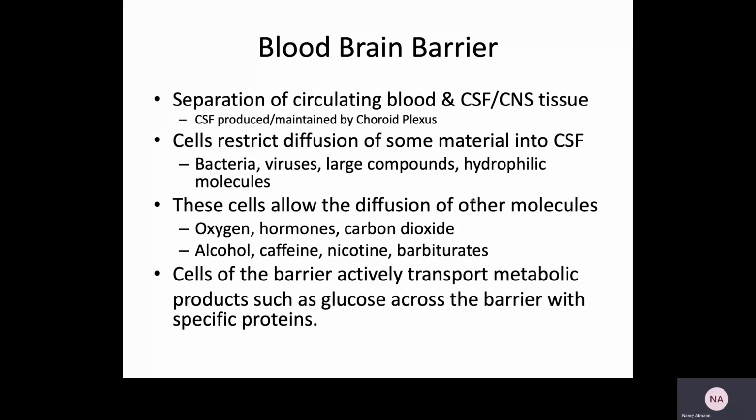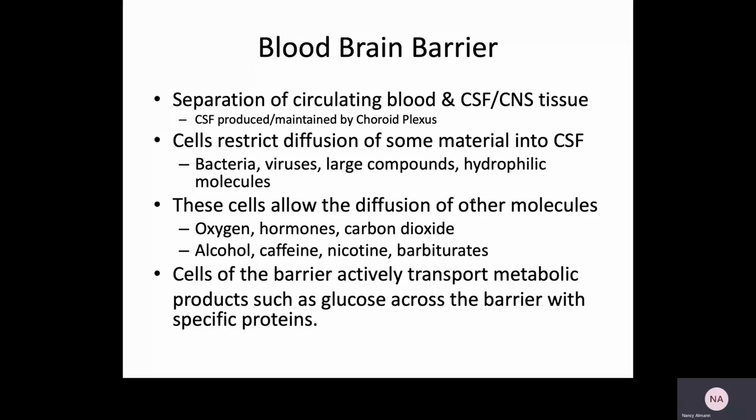There will be specific areas within the brain where the cells of the blood vessels will actually restrict the diffusion of some of the material into the cerebrospinal fluid. What's prevented from entering? Pathogens like bacteria or viruses, large compounds, and certain hydrophilic molecules. Those cells that are restricting the diffusion of some of those materials will also allow the diffusion of other molecules: oxygen, hormones, carbon dioxide, alcohol, caffeine, nicotine, and barbiturates.